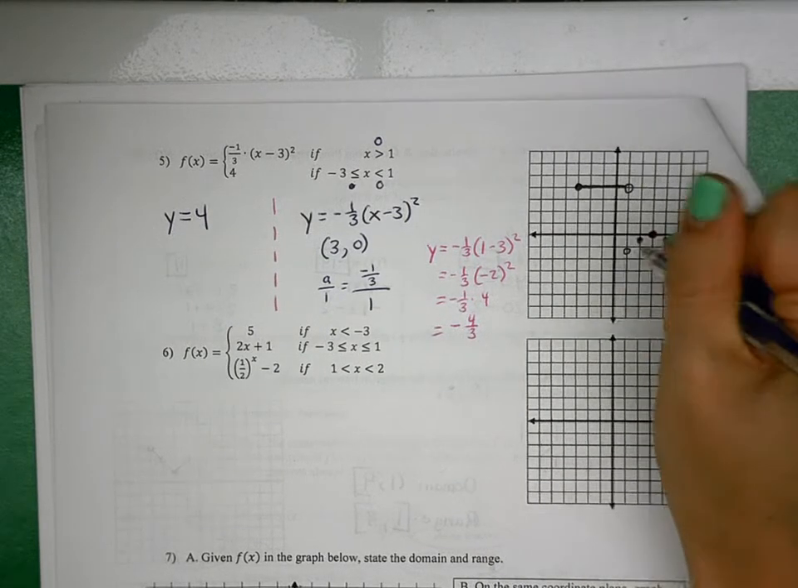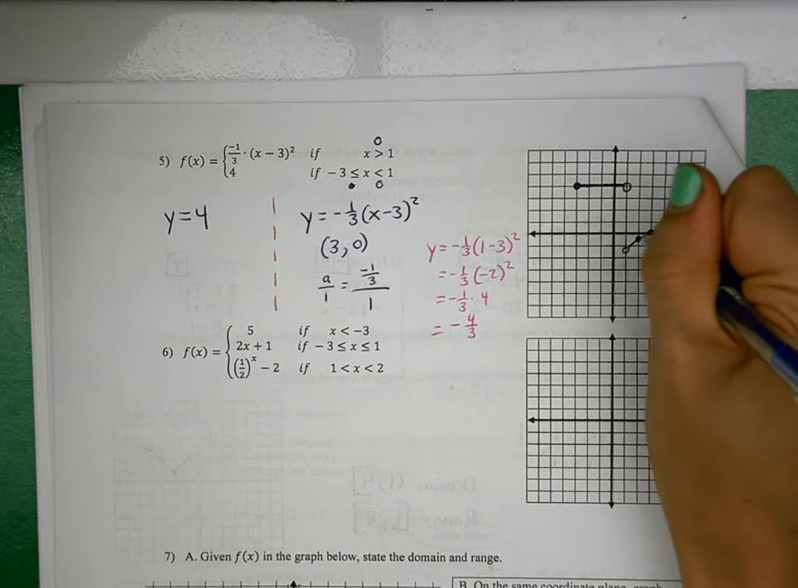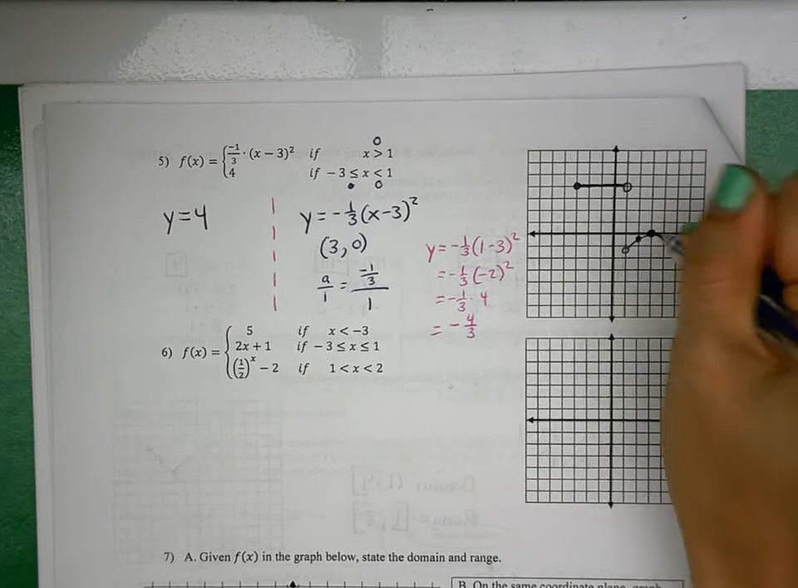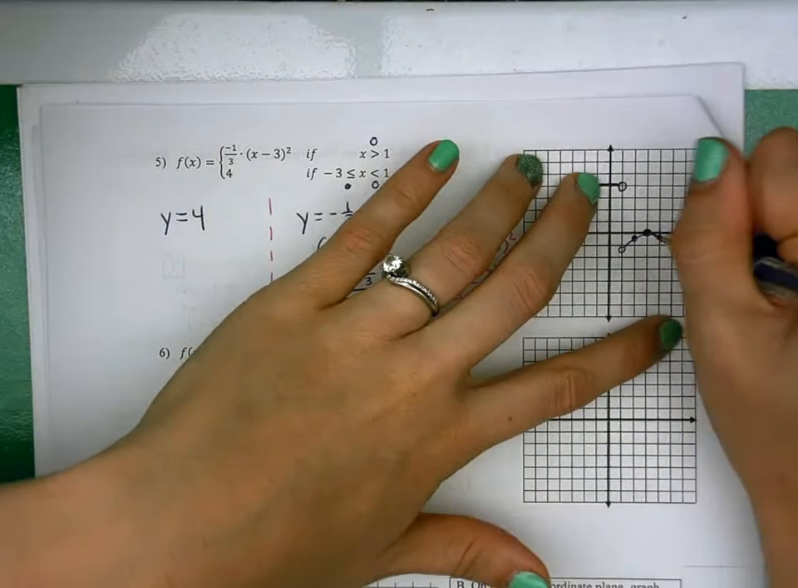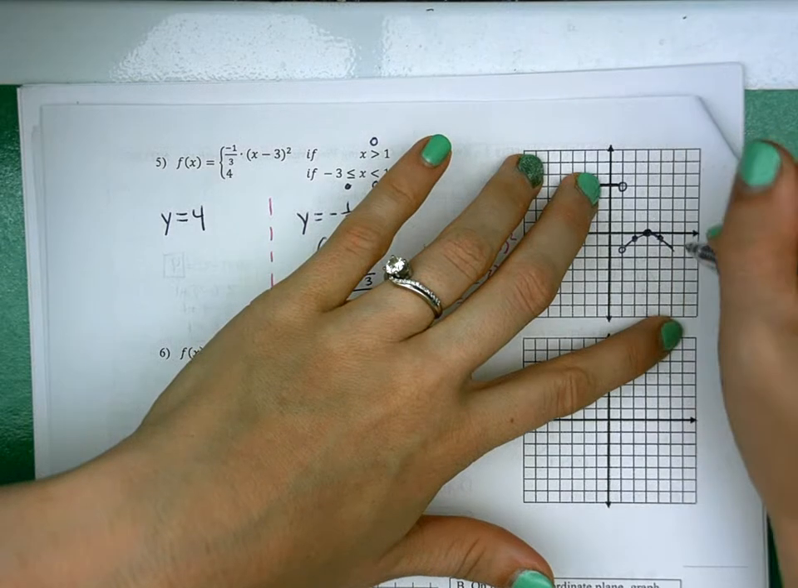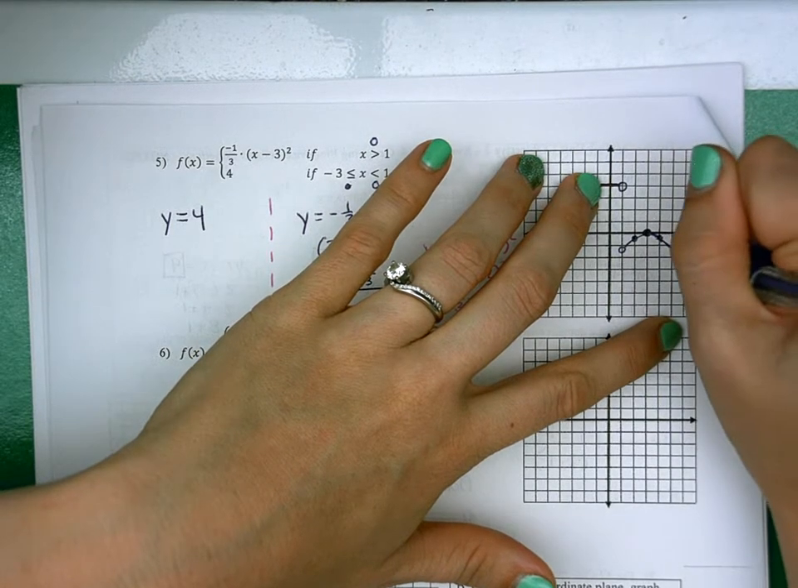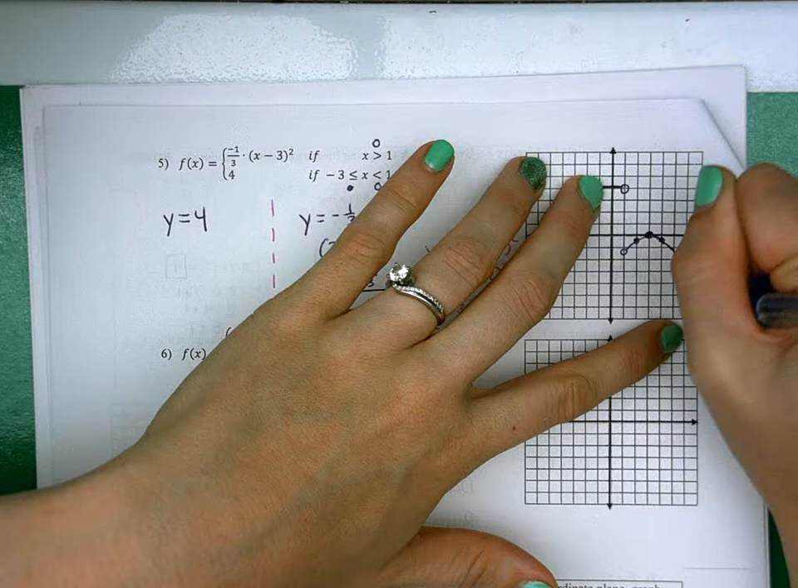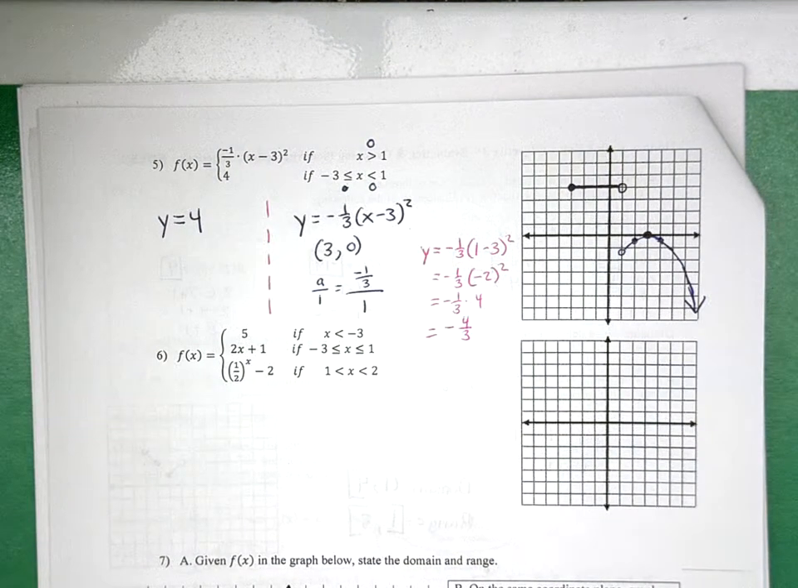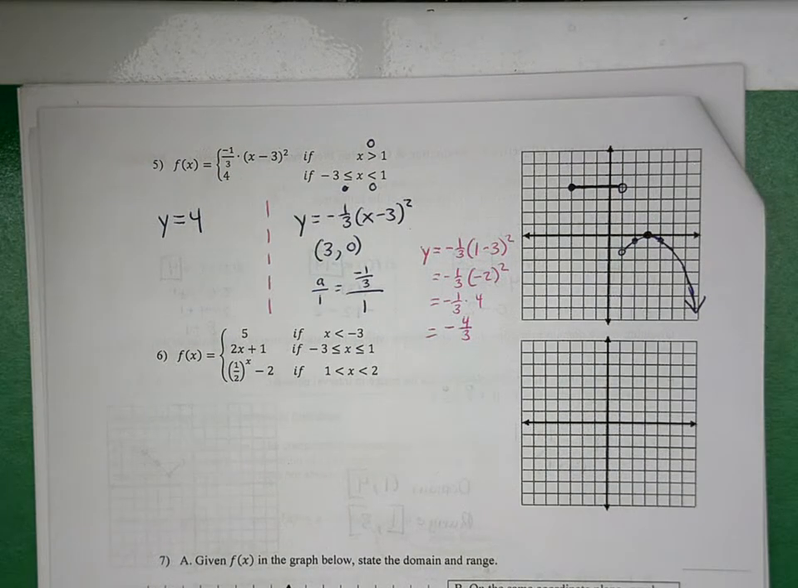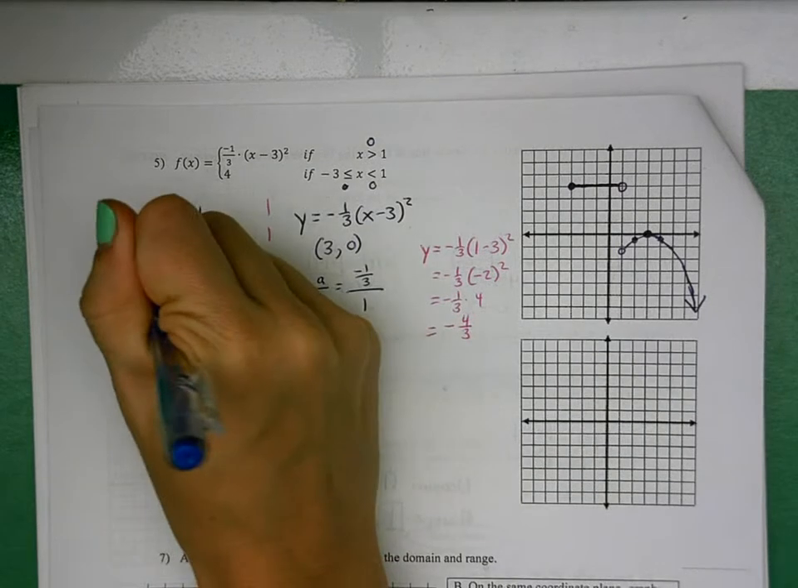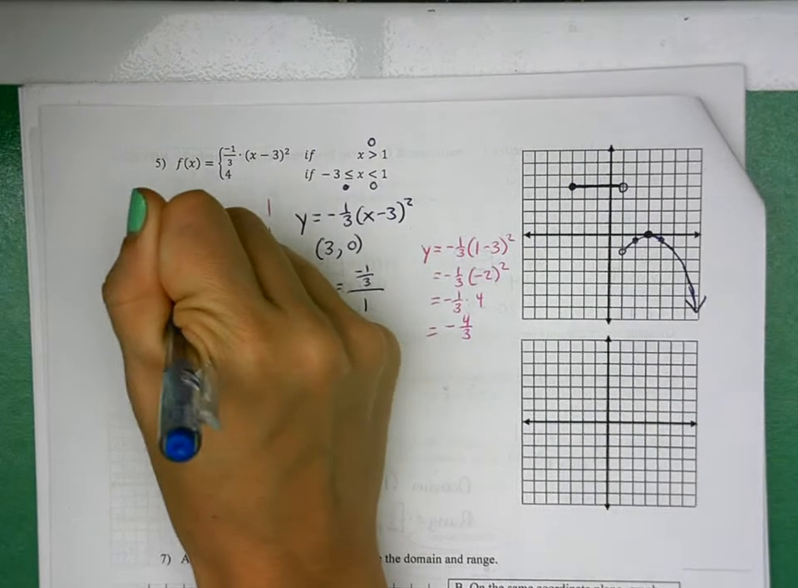And with that, I've got my quadratic here. And there's your piecewise function. Okay. And then domain and range. Domain, we are looking at our x values. Range, we are looking at our y values.